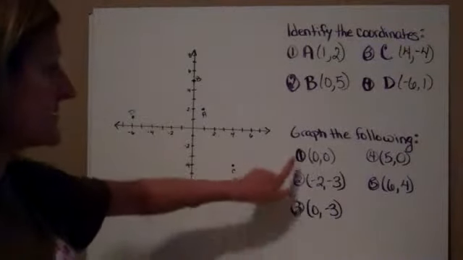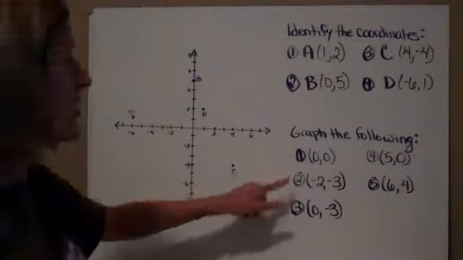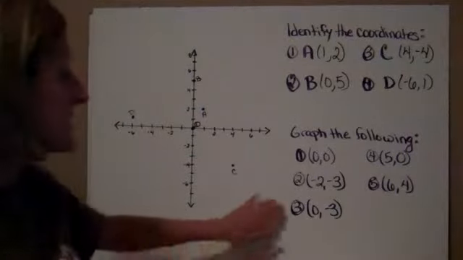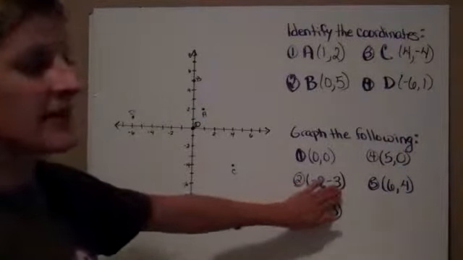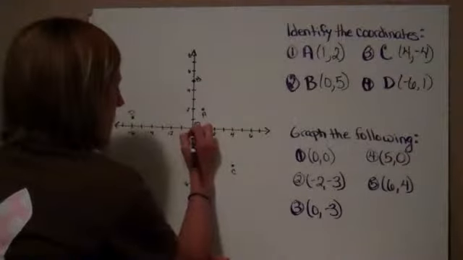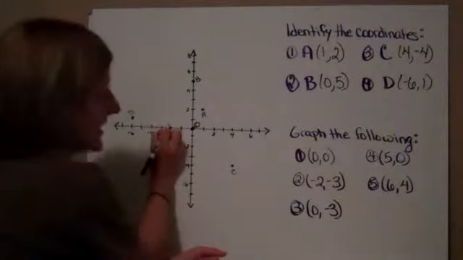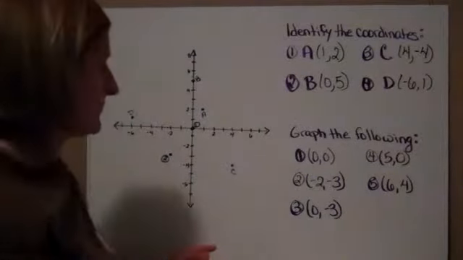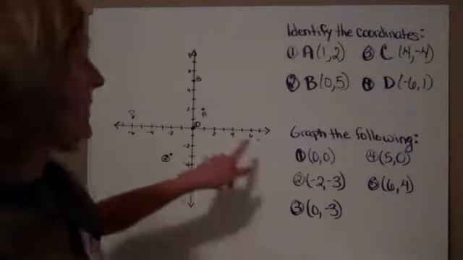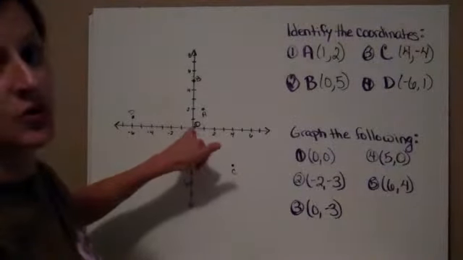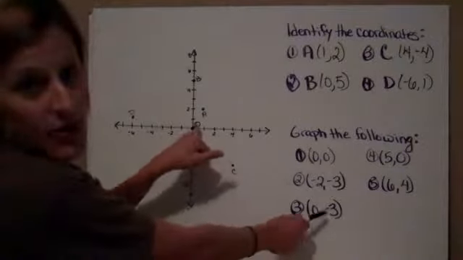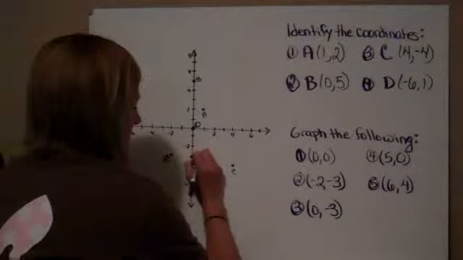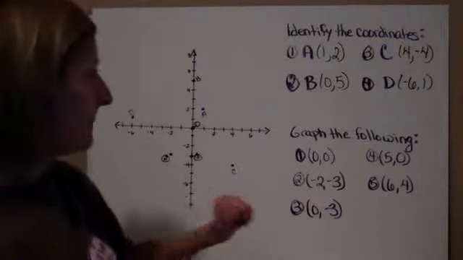Now let's graph these points. The first one is 0, 0. That is the origin. That's right here. So that's our number 1 point. The second one is negative 2, negative 3. So that means from 0, I go over to negative 2, and then I go down to negative 3, which is right there. This is my second point. Then I have 0, negative 3. So I start at my origin. I don't go left or right on the x-axis since it's 0, but I need to go down 3, which is right there. And there's my third point.